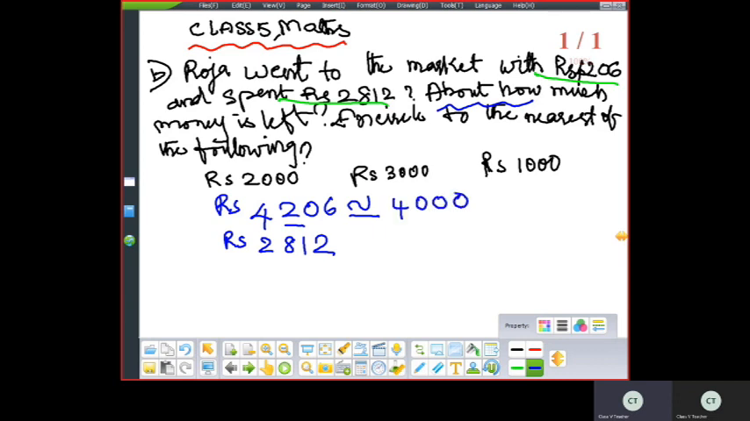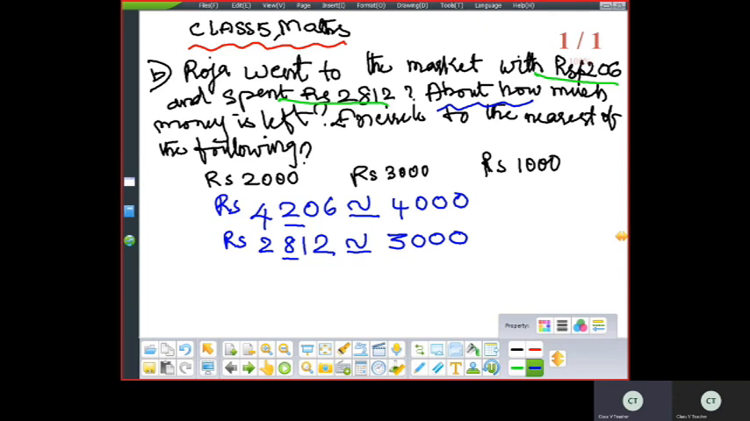Done? Now the same way, 2,812 is also a 4-digit number. Check the hundreds place, which is 8. 8 is greater than 5. 2,812 lies between 2,000 and 3,000. Since 8 is greater than 5, it will go to the higher value. The higher value is 3,000. So we got the nearest value.